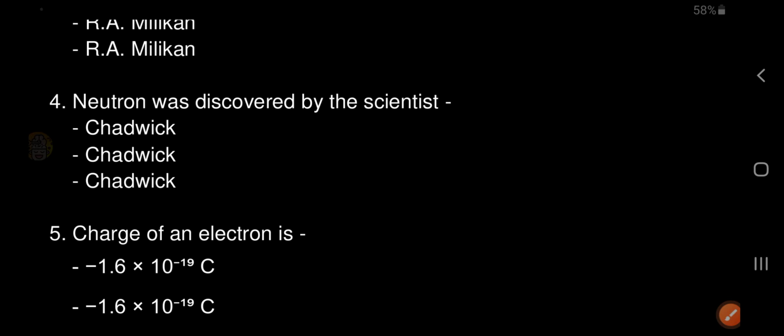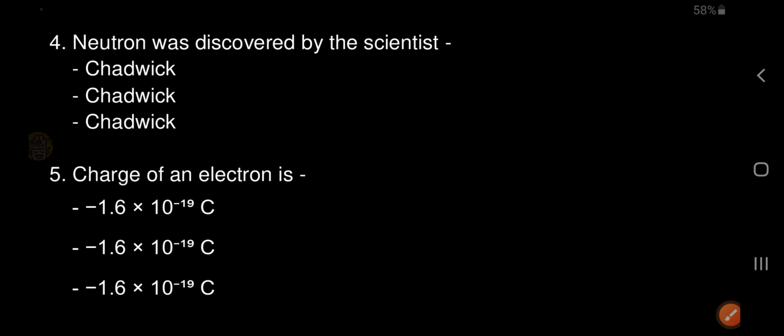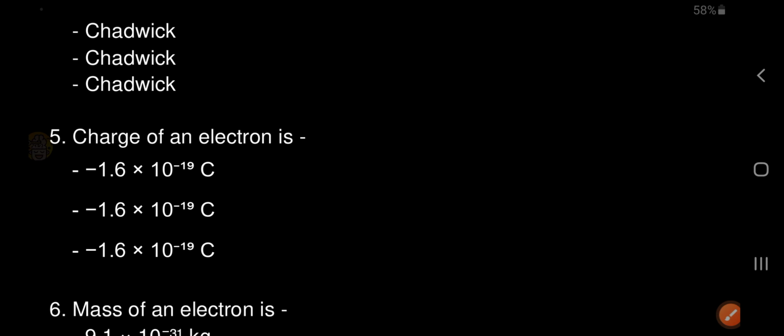Neutron was discovered by the scientist Chadwick. Charge of an electron is minus 1.6 into 10 to the power minus 19 coulomb.